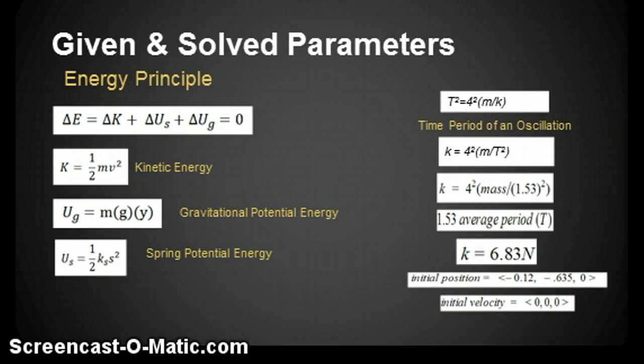From the position data created from Tracker and other given assumptions, we know everything about the system except for the spring stiffness that makes up the spring's potential energy and spring force. The formula for the time period of an oscillating spring is directly related to the mass and stiffness of the system. Rearranging the formula for the time period, k was solved for and determined to be 6.83 newtons.